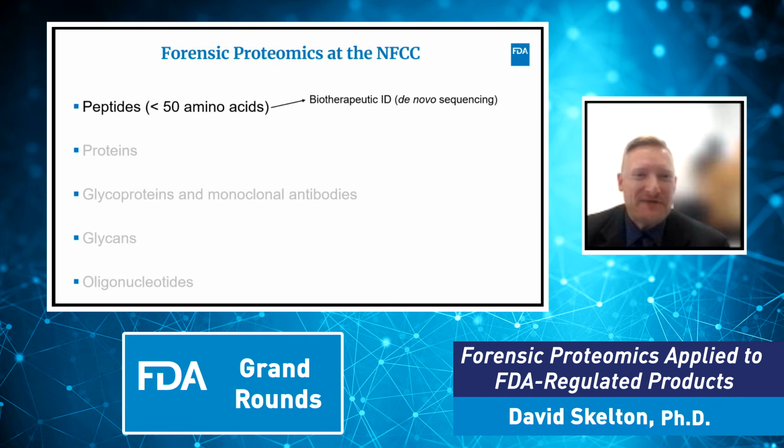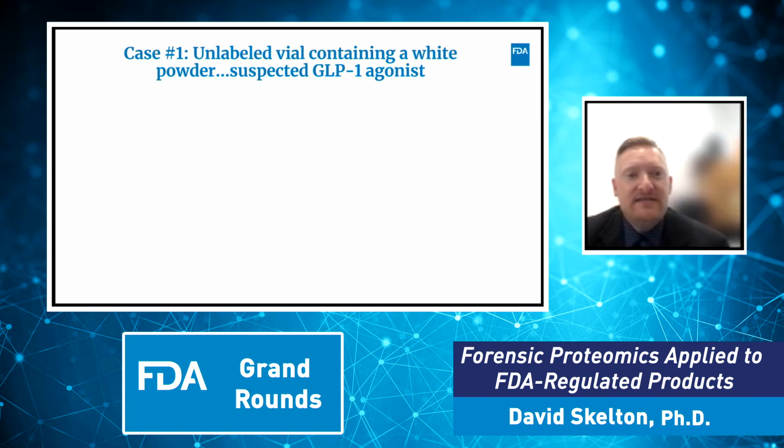So I made the example nice and pretty, but let's see how it actually works when we're dealing with a sample that we get in the lab. When we obtained this sample, it was an unlabeled vial containing a white powder. It was suspected to be a GLP-1 agonist.